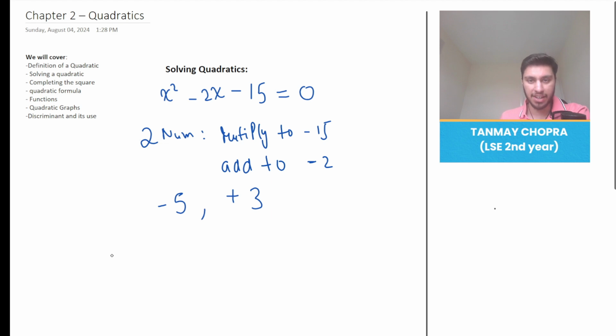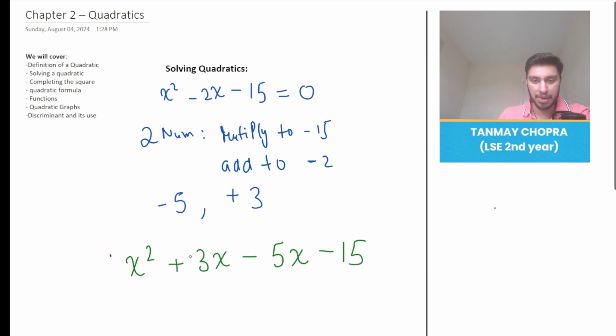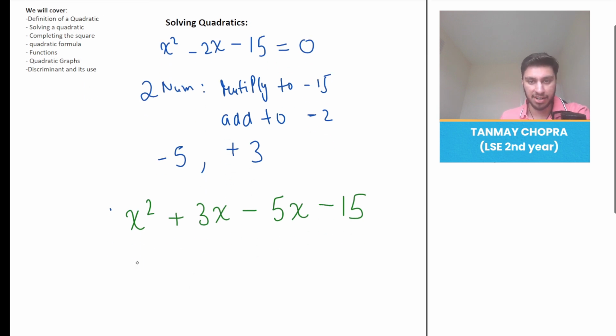So now I'm going to rewrite the expression as x squared plus 3x, and you'll see why, and now I'm going to put minus 5x right here, minus 15. The reason I use this order is because 3 and 15 can combine easily, and you'll see something happening. You probably already have visualized it in your head. So this is equal to x times x plus 3 and minus 5 times x plus 3.